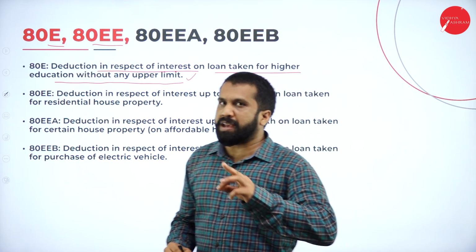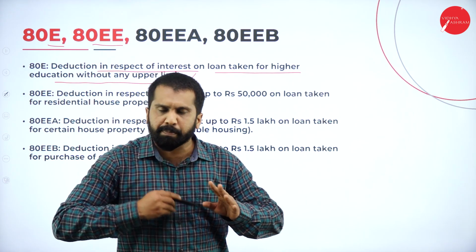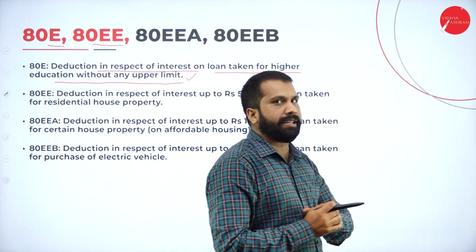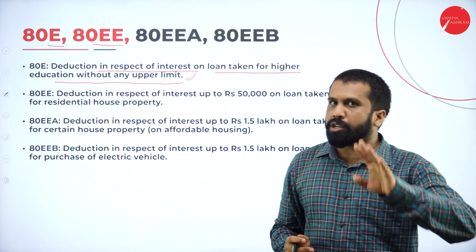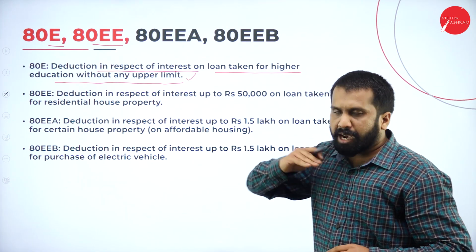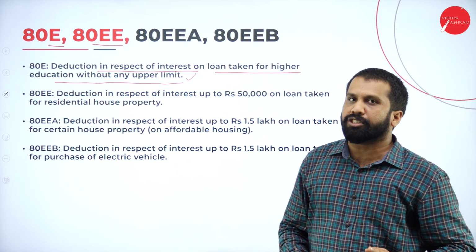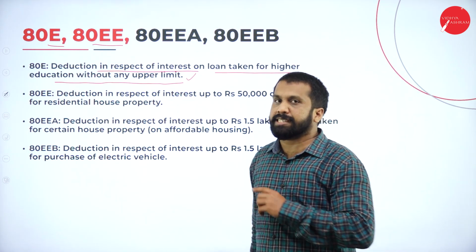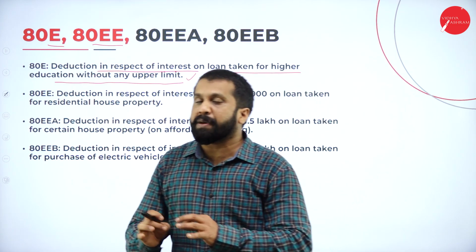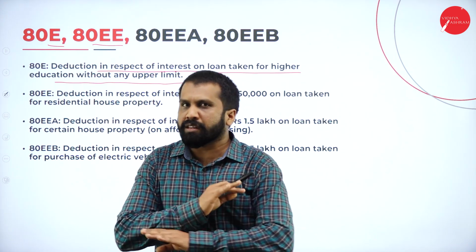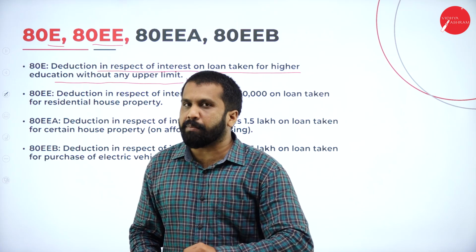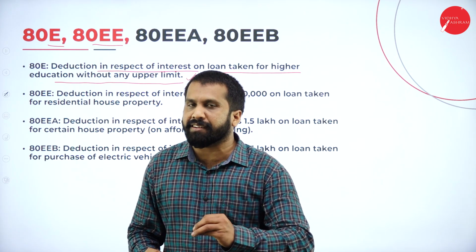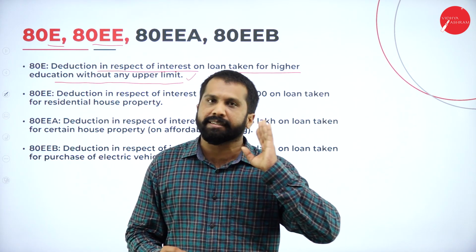Deduction in respect of interest on loan taken for higher education, without any upper limit. Per year, if you paid interest of 5 lakh, you can claim the complete 5 lakh as deduction. If you paid interest of 20 lakh, take the complete 20 lakh as deduction. If you paid 1 lakh interest, take the complete 1 lakh as deduction. There is no limit. Any amount you paid as interest, you can claim it as deduction.